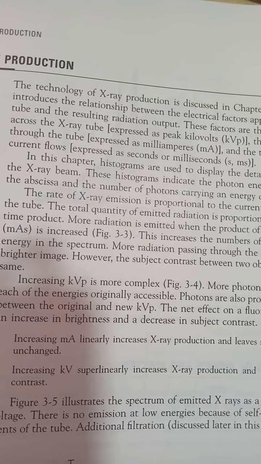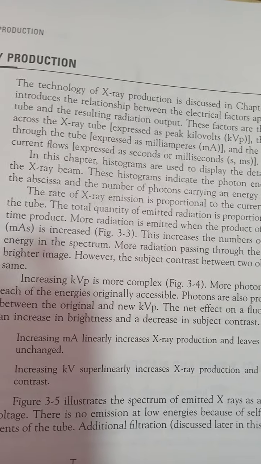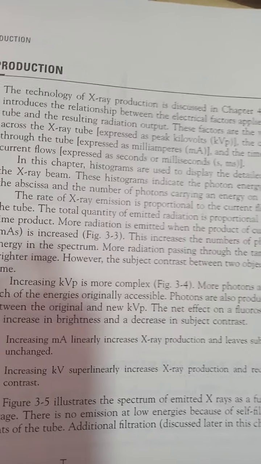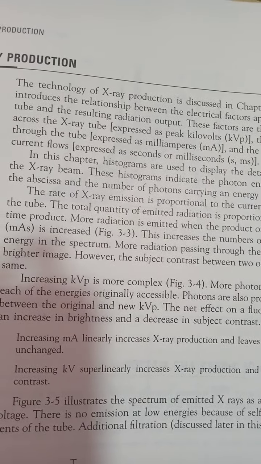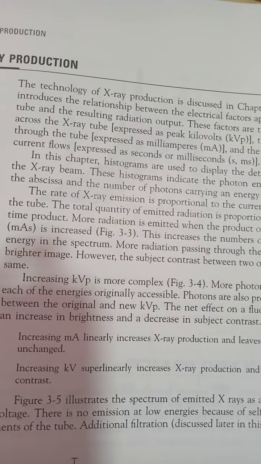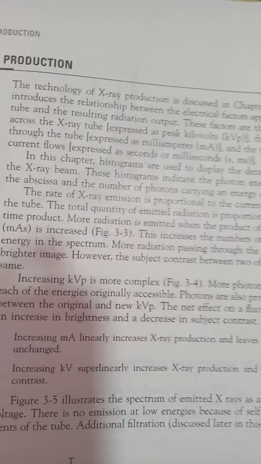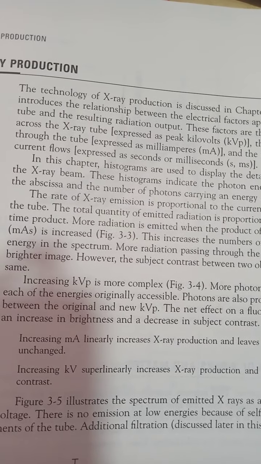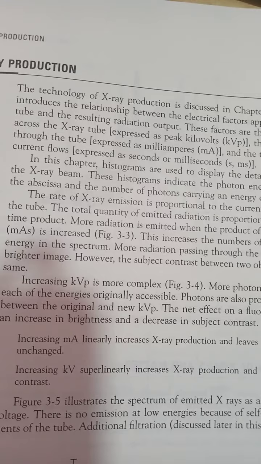The total quantity of emitted radiation is proportional to the current time product, which is charge. So current times time is charge. So the quantity of emitted radiation is proportional to the charge. More radiation is emitted when the product of the current and time is increased.